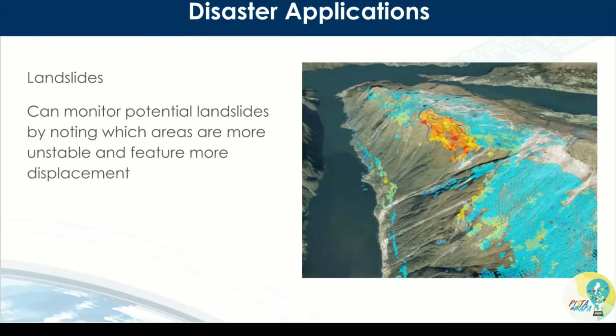Another way to use interferometry is for monitoring potential landslides. In this case, you can see that this cliff has an unstable slope, which is in the red color. That means that this area of the slope has more displacement compared to the others. That's really dangerous, and that's more risk for landslides. So if you had something like this, you can have something like an early warning signal.